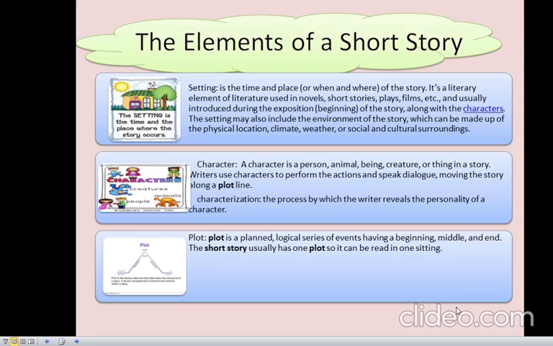So what about the plot? Plot is a logical series, not even a logical one sometimes, a series of events having a beginning, middle, and end. Through this series of events, the writer reveals what is happening to whom, and which one has been affected, etc. We are of course going to discuss more about the plot in a little while.